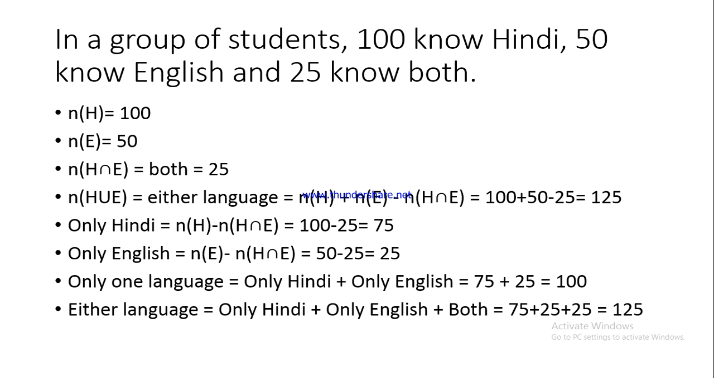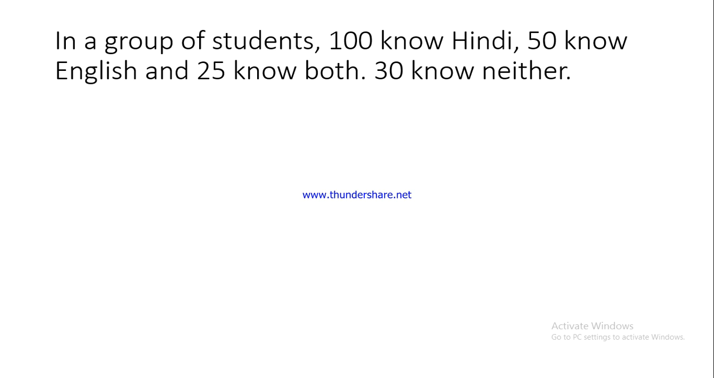Now let us add one more small nuance to this particular question. So I'll be moving to another question, and the question is largely the same except for one particular statement which has been added to the question. So this particular statement now is 30 know neither. Rest everything is same as the last question that we had discussed just now.